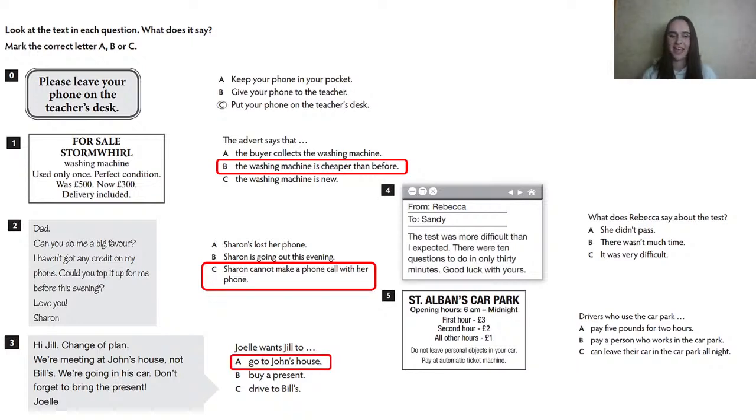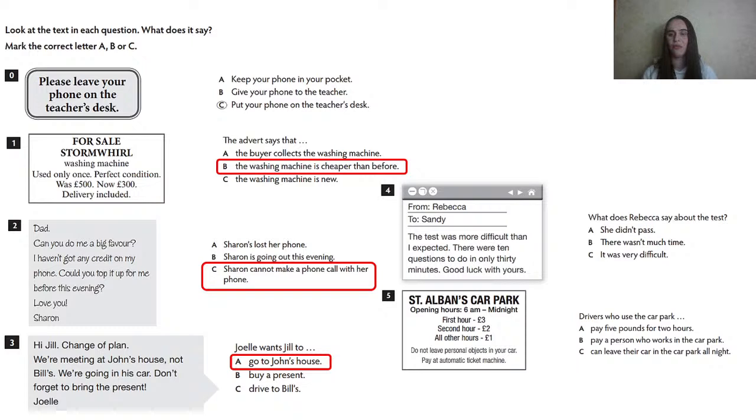Let's see. That's A. Joella wants Jill to go to John's house. Well, it's not B, it's not to buy a present, because "don't forget to bring the present." It is not stated that he should buy this present. Perhaps this present already exists somewhere. So she just asks him to bring the present, and it's not to buy. So Joella wants Jill to go to John's house. Not to Bill's house, but to John's.